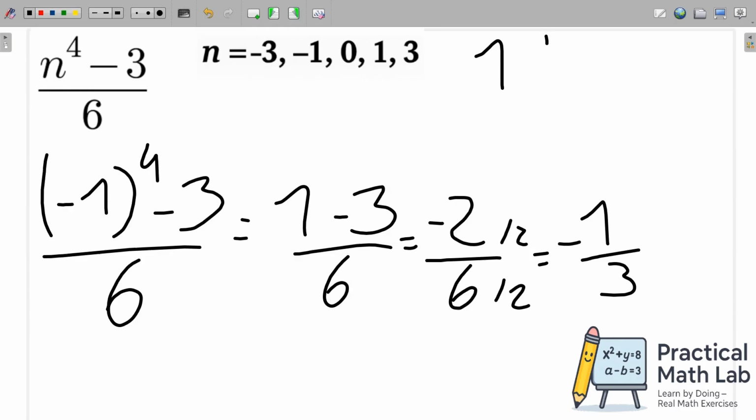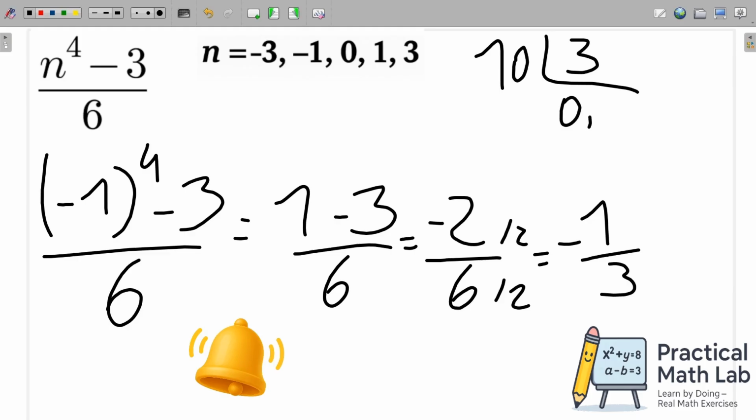-1/3 is equal to, let's write it as a decimal number, 1 divided by 3. Can we divide it? No. So 0 point, I add a 0 here. 10 divided by 3, 3. So there's 1 left. -1/3 is equal to -0.3. Let's keep that number.